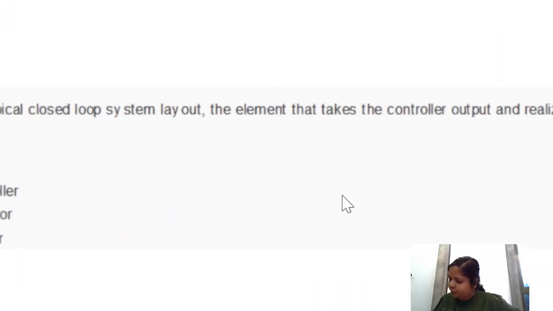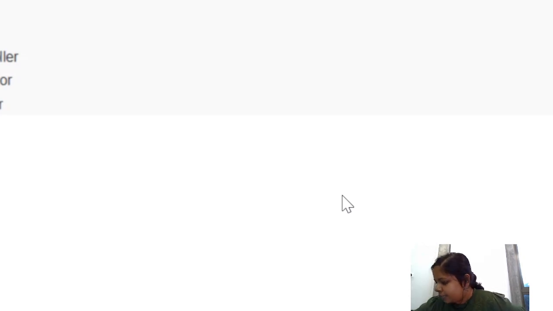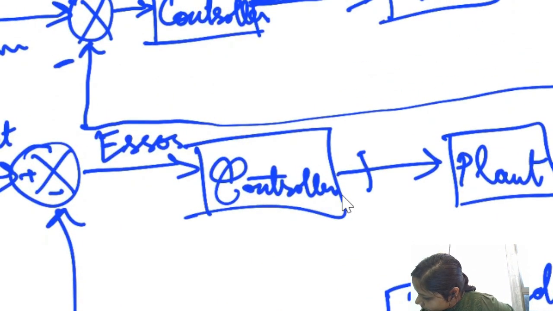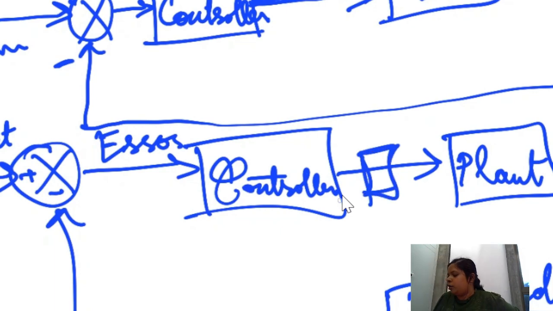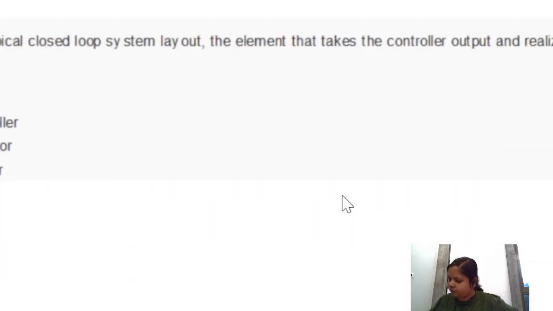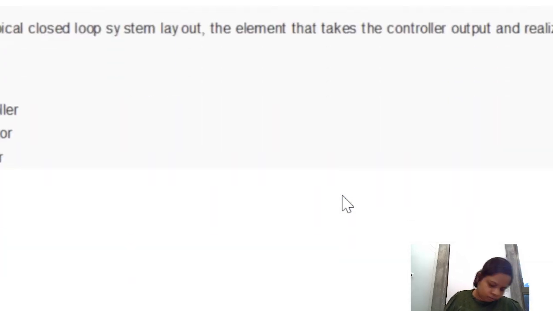Okay. In a typical closed loop system layout, the element that takes the controller output and realizes the same to provide it as the system input is called... Means something here that takes the controller output and uses it to provide input to the system. So what could it be out of all the 4 options? Are you aware of them? Actuator. Yes, it is actuator.